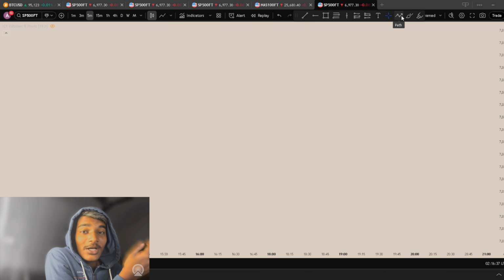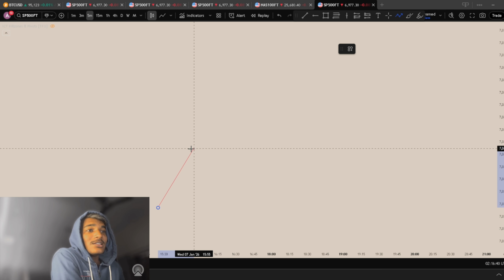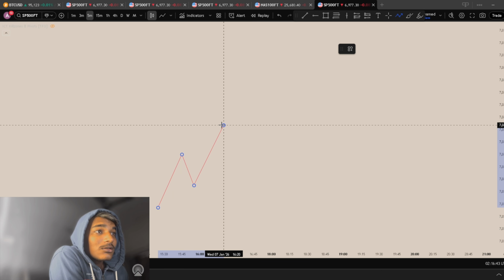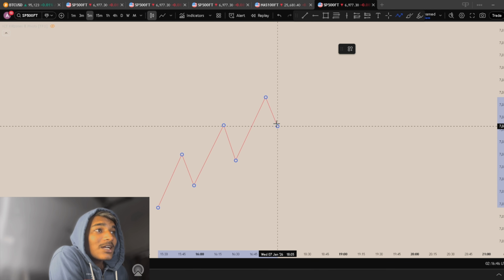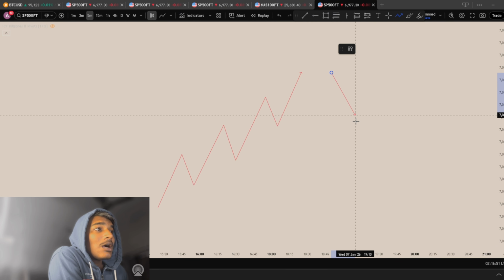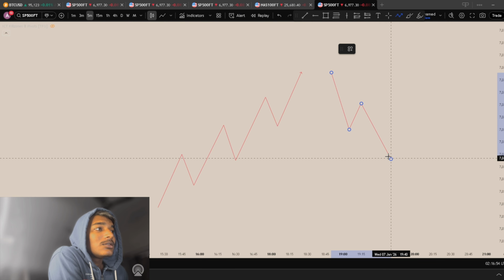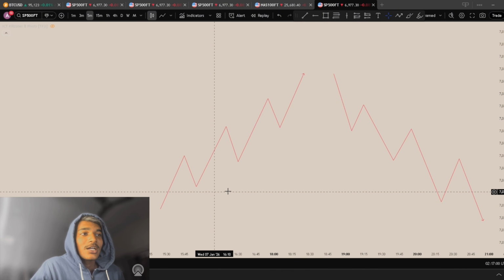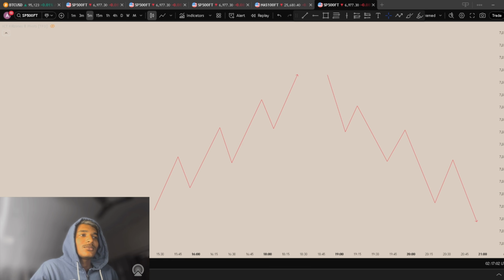As I have already taught you in the market structure video, markets move like this. A bullish market moves like this and a bearish market moves like this. So a market doesn't move in a straight line. Okay, it moves with healthy retracements. So how can you tell from which point or which level the market is going to reverse?